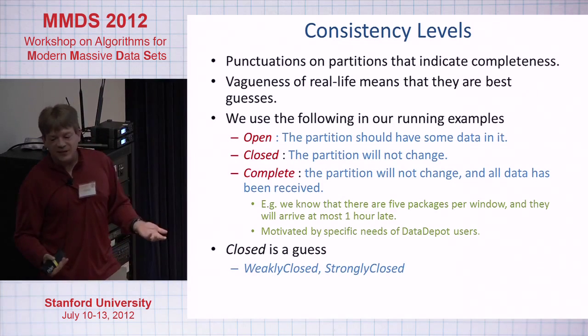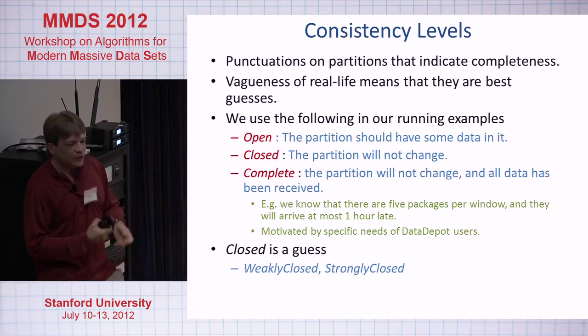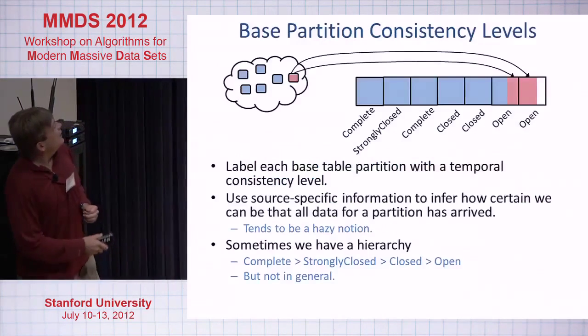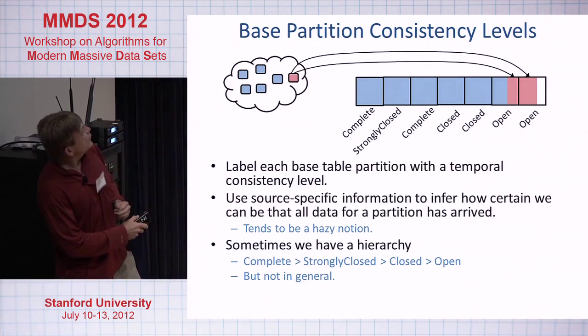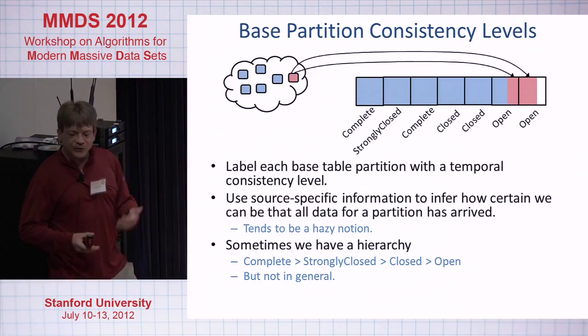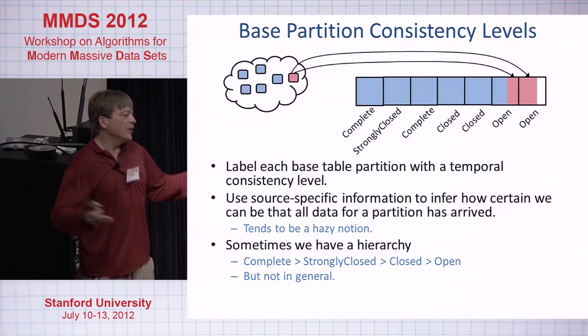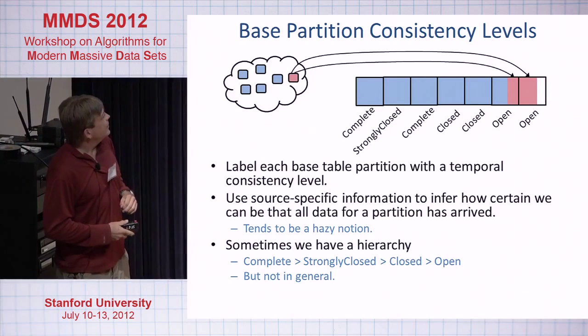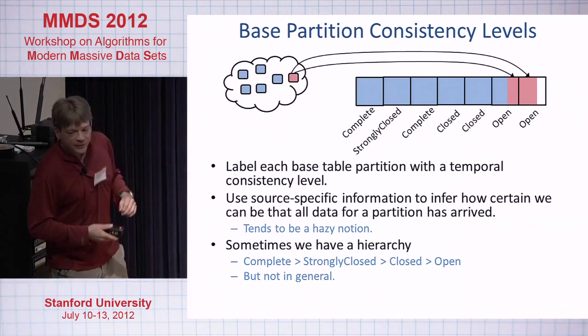Closed is, of course, a guess. So you might have different kinds of closed. It's weakly closed, it's strongly closed. And again, what we're going to do is we're going to try to infer this at the base table. There's a variety of inference rules. If it's more than 10 minutes past, it's closed. You might say something like that. But it's a very hazy notion.